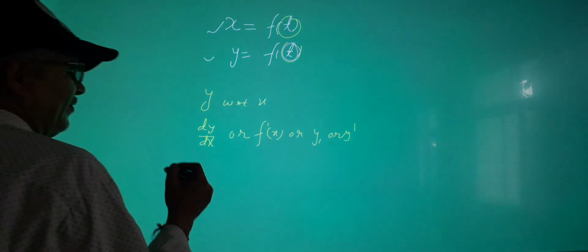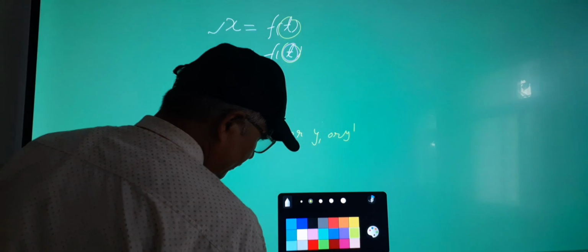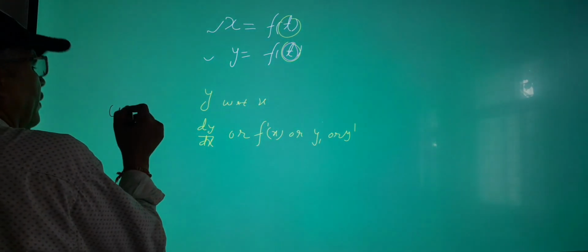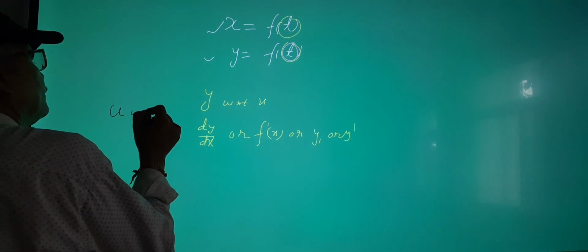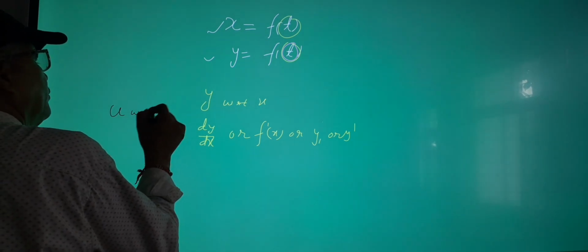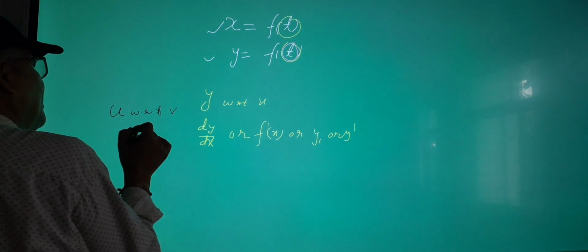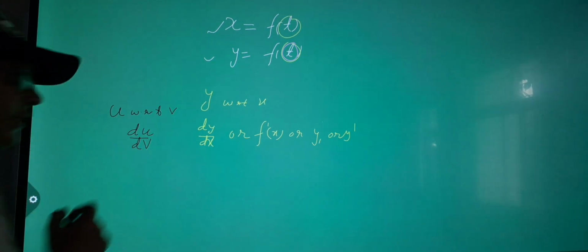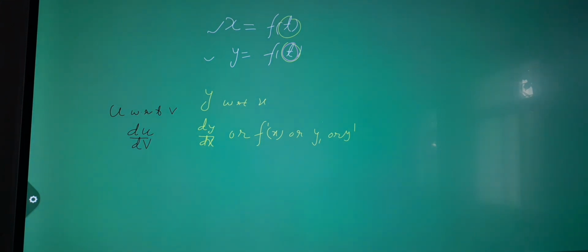If we want to differentiate u with respect to v, what do we write? That will be du upon dv. Visible or not? So I am checking.